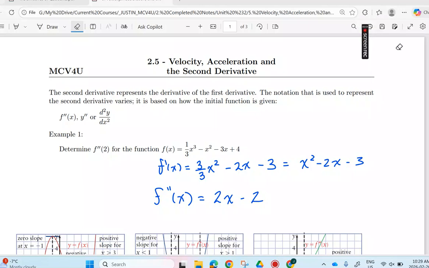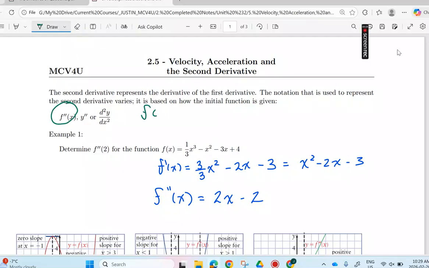All right, hello. We're looking at lesson 2.5, velocity, acceleration, and the second derivative. So the math in this lesson is simple if you are very comfortable with the derivative rules by now. The second derivative is exactly as it sounds. You're just looking for the derivative of the derivative. So you're doing the derivative twice, okay? And the notation is written here.